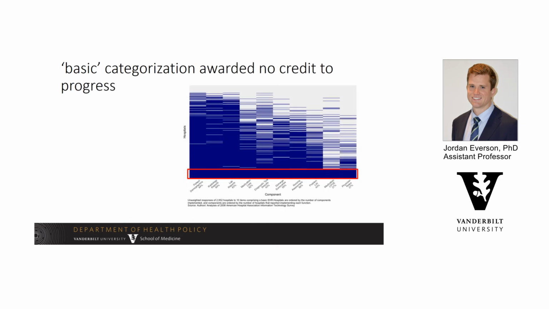The other key consequence of the way this measure was defined is that it awarded no credit to hospitals that had made substantial progress towards a basic EHR but didn't have a complete one implemented yet. So here I've plotted a heat map of hospitals and the 10 components of the basic electronic health record that they could have had implemented. And I've outlined in red the 9% of hospitals that qualified as having a basic EHR. I think what is intended to jump out from this is that a huge amount of progress towards this basic EHR was not captured by that 9% measure.